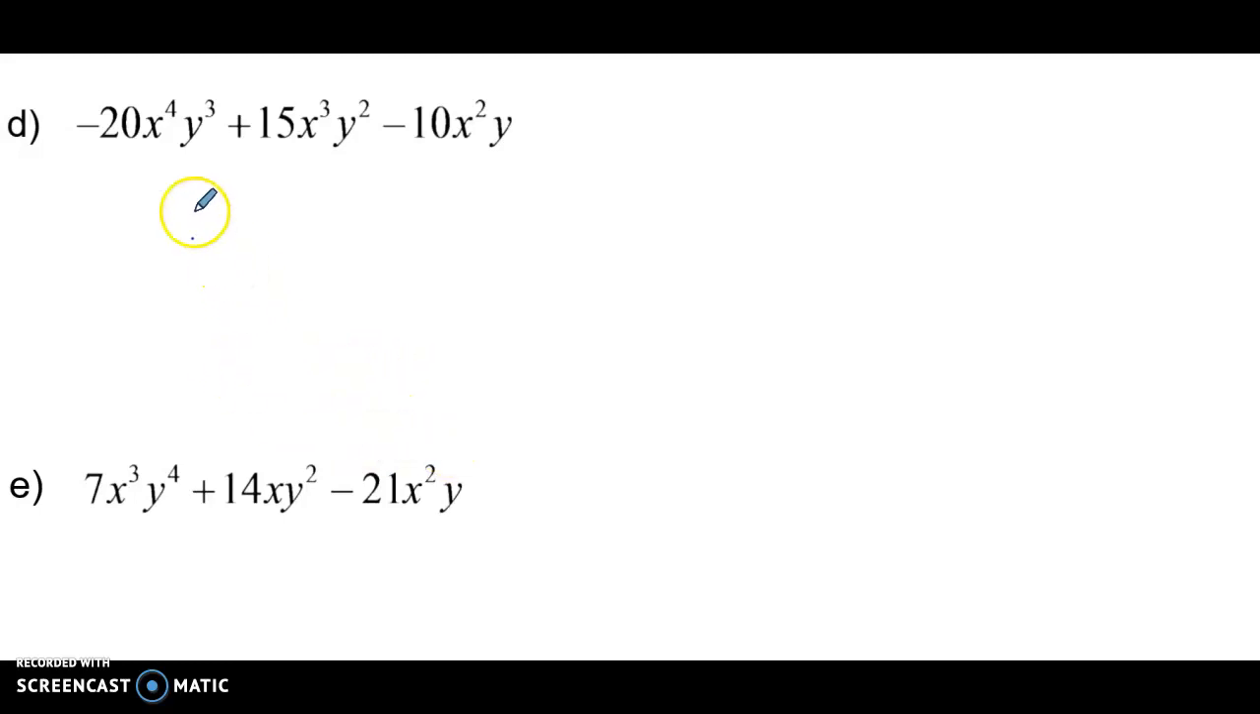Let's look at D, E, and F, and as you can see, look at all these letters. So there's going to be a lot of pieces that we have to think about very carefully here. So again, we're going to start with our GCF, and our GCF can be a number, a letter, or a combination of both. It starts with a negative, so I know my GCF is going to be negative. So I'm looking between 20 and 15 and 10. The GCF is 5. Then I need to look at these letters.